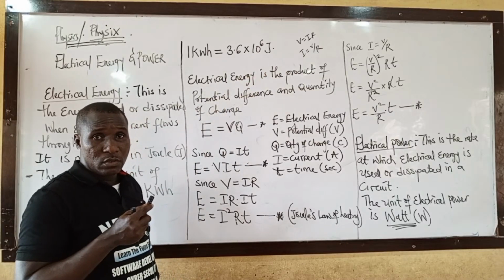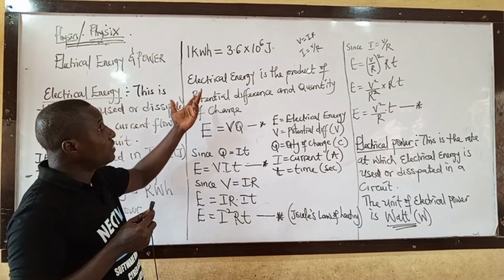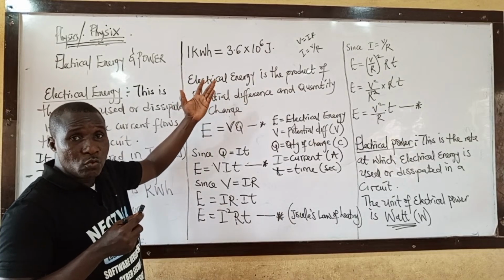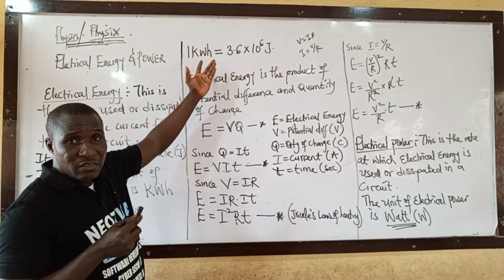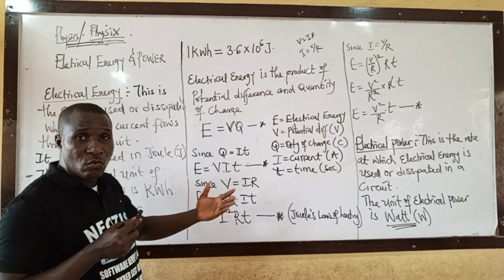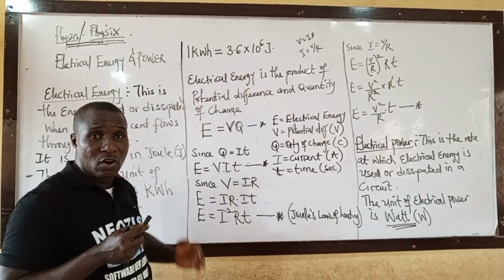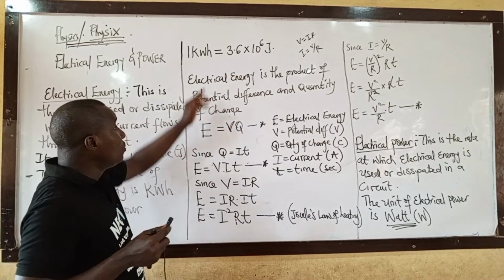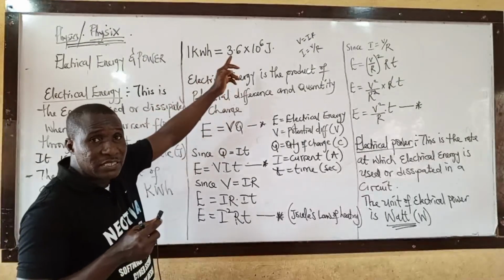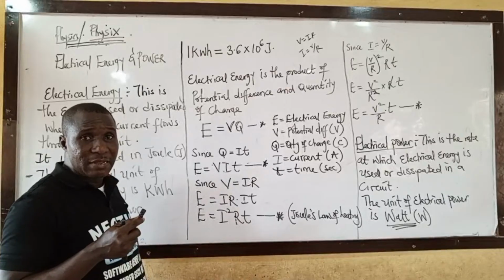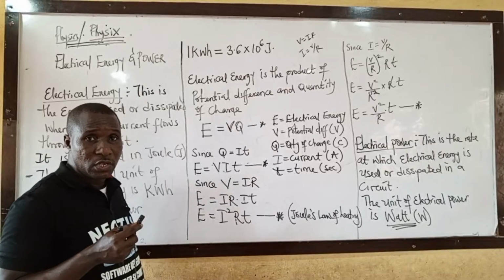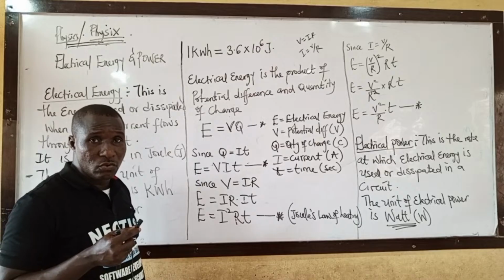Take note. If you convert it, 3.6 kilo means 1,000. Then hour, please convert hour to what? Seconds. That means times 60 times 60. When you do your mathematics, you have 3.6, that means 1,000 times 60 times 60. 3.6 times 10 raised to the power 6 joules.